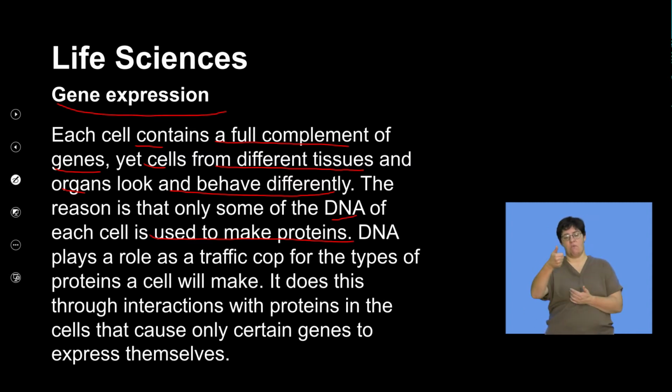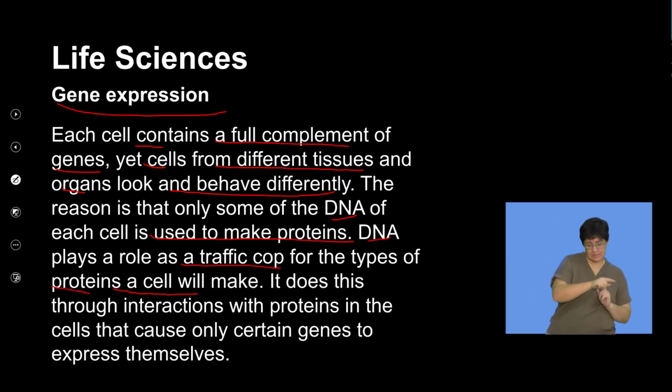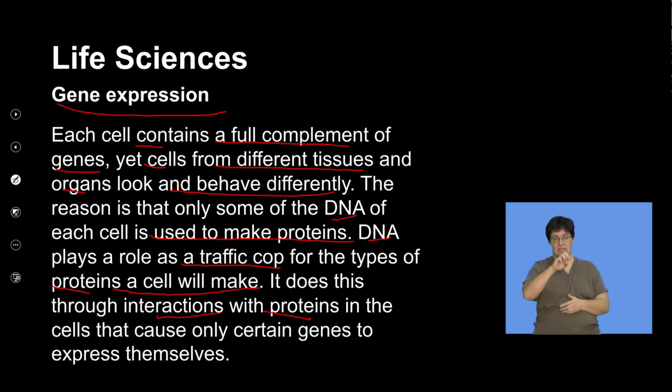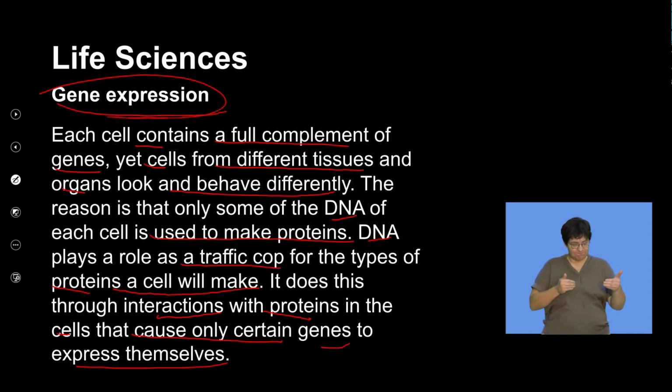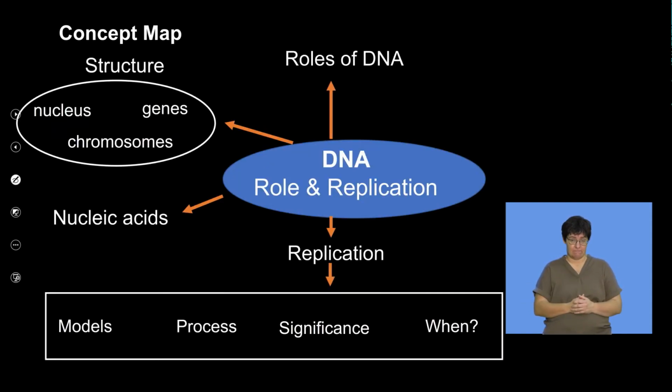So we say that DNA plays a role as a traffic cop for the types of proteins a cell will make. It does this through interactions with proteins in the cells that cause only certain genes to be expressed. So we say that not all genes are expressed in every cell. Certain factors regulate the expression of genes in a cell. And so we've looked at the role of DNA.